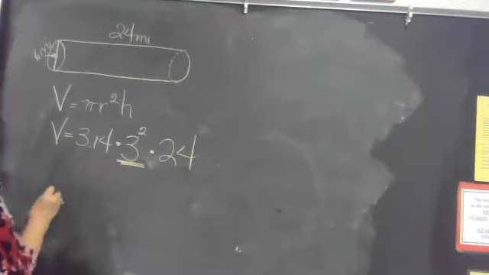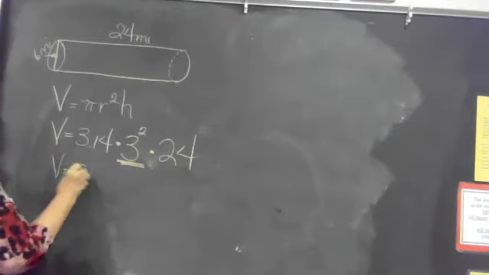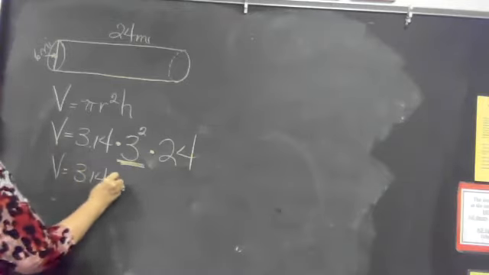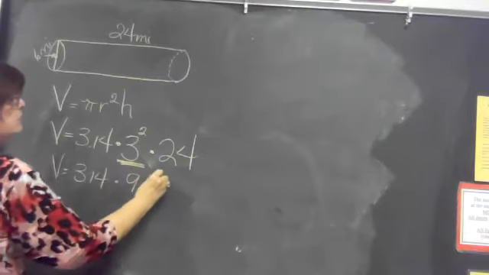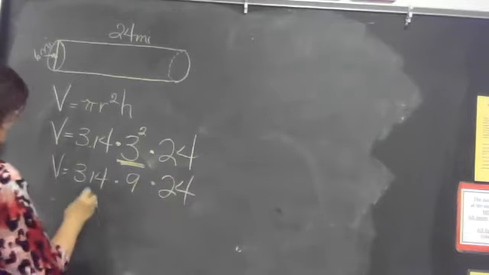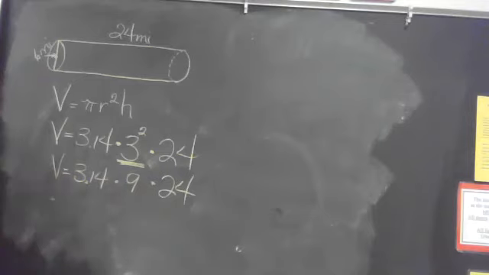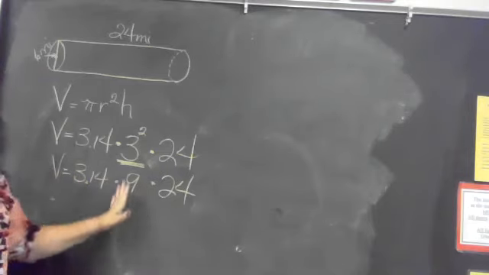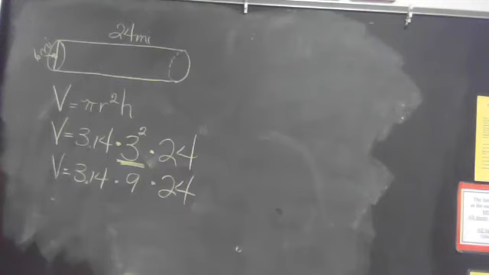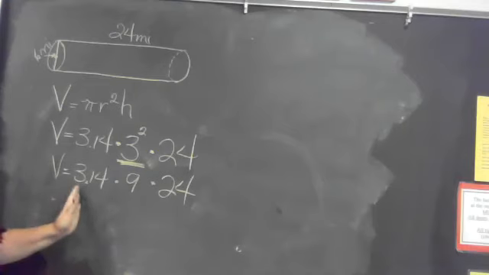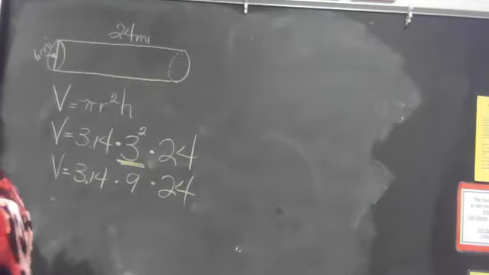We have to take care of exponents. So now we have 3.14 times 9 times 24. Now it's okay if you multiply all the way across because it's just multiplication now. Let me see. So would it be 216? Well, we're not going to use 3.14. Oh, 216 plus, like 500 or times something.